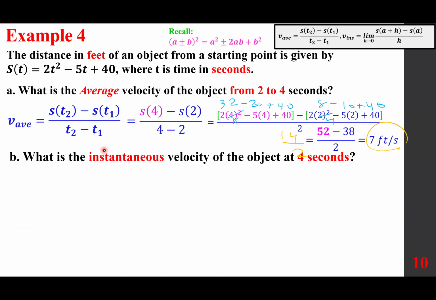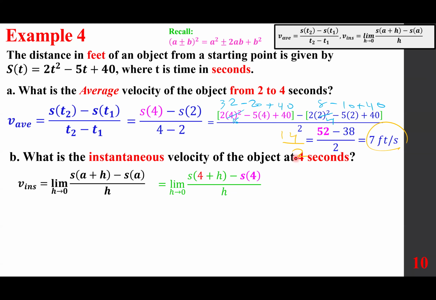What is the instantaneous velocity of the object at 4 seconds? Again, I want to make sure everybody understands that in this case, we have 2 points in time, and in this case only one, and that means instantaneous. So even if they don't mention average, this means average, and this means instantaneous, because it's 1 point in time. So we are going to use the differentiation formula. V instantaneous is the limit as h approaches 0 of s of a plus h minus s of a over h, and a is 4. So we want V of 4, if you will.